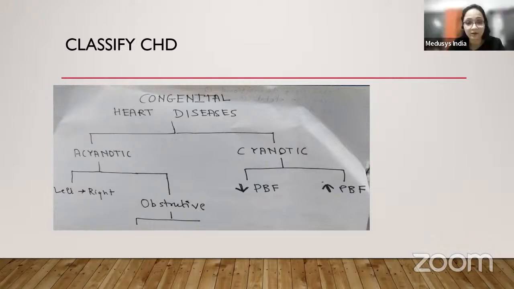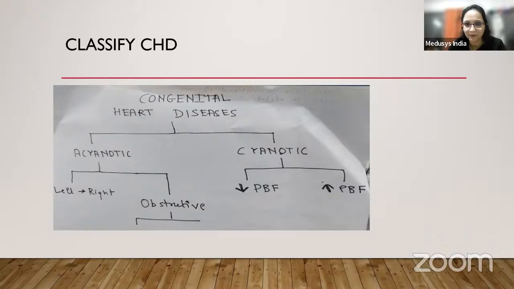Wait for a second. Obstructive, it is correctly as you say, coarctation. It can be any other valvular stenosis like we expect in adults. They can present congenitally also. Any other LV outflow tract or RV outflow tract obstruction can present congenitally also. Okay, so now we move to cyanotic.